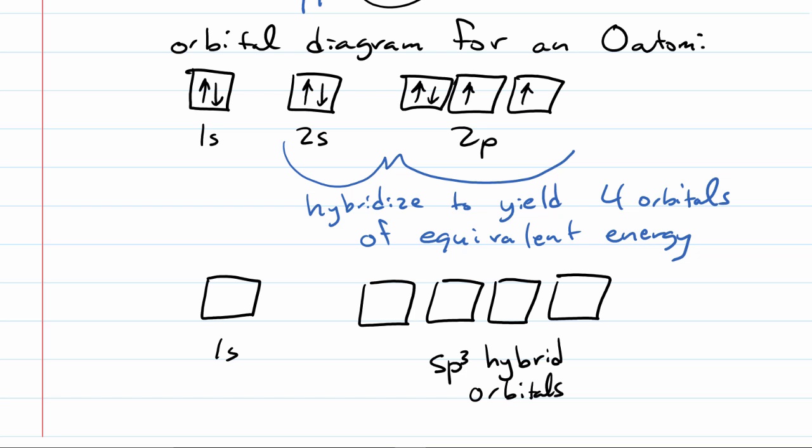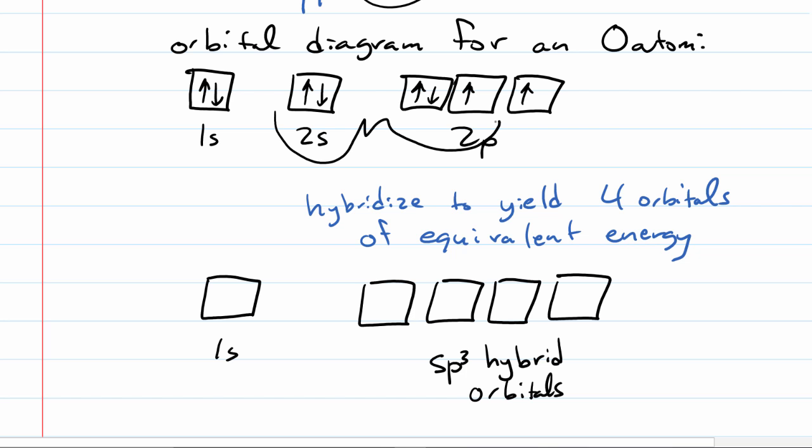If we had instead used an s and 2 p's, then we would have called them sp2 hybrid orbitals. So the label that we give to them tells us the number of orbitals of each type that is used to make these hybrids. And in terms of their shape, the shapes that we get are something like this.